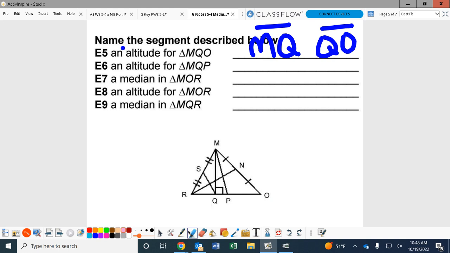So let's draw another one. The next one, let's make this one pink. The altitude for triangle MQP. Oh, it's this little one right here. Okay, 2 possible answers on this one. What would work? MQ again. It's a right angle, so you're probably going to see that one several times. And then what else would work, though? QP would also work. Perfect. Okay, so that's the altitude for that one in pink. Does anybody have a question on that one?